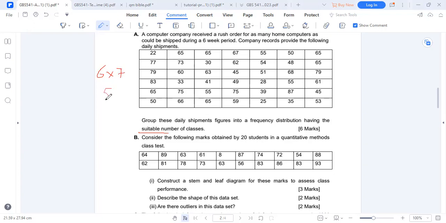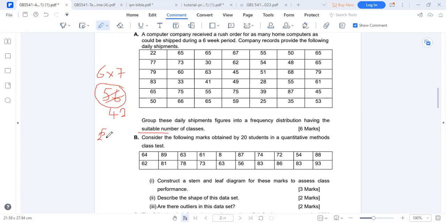56. I count again: 1, 2, 3, 4, 5, 6. 1, 2, 3, 4, 5, 6, 7. So we multiply this, we get what? 56. Now, what is the number of classes that we're going to use? Remember, 2 to the power 5. Collins, we get 42, not 56. Oh, we get 42. Okay, thank you so much. 42, yeah.